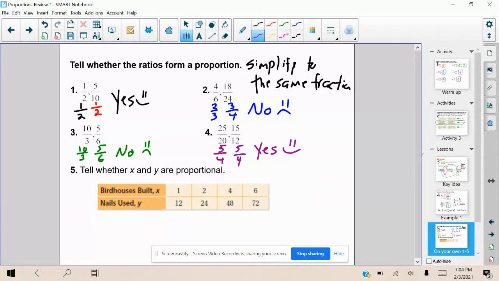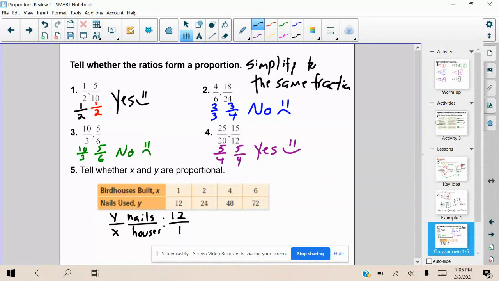Let's relate this back to slope. Slope, we always had the y value over the x value. So let's just continue the same thing. You need 12 nails to build one birdhouse. So if we write that as a fraction, we'd have 12 over 1. We have our nails over our houses. Remember, it's our y value over the x value, just like it was for slope. It was the change in y divided by the change in x.